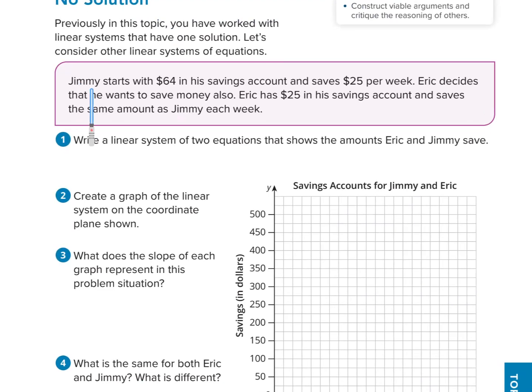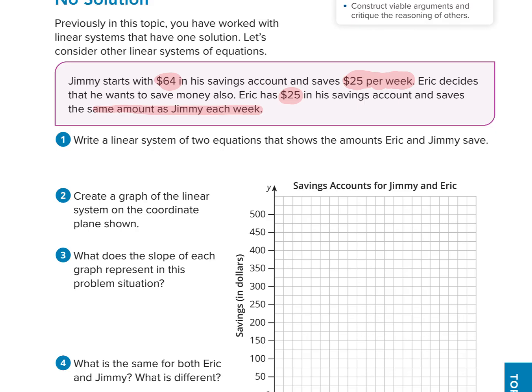So up top it says Jimmy starts, I'm going to do some highlighting. Jimmy starts with $64 in his savings account and saves $25 per week. So that's our rate of change. Eric decides that he wants to save money also. Eric has $25 in his savings account and saves the same amount as Jimmy per week. So they are both saving at a rate of $25 per week.